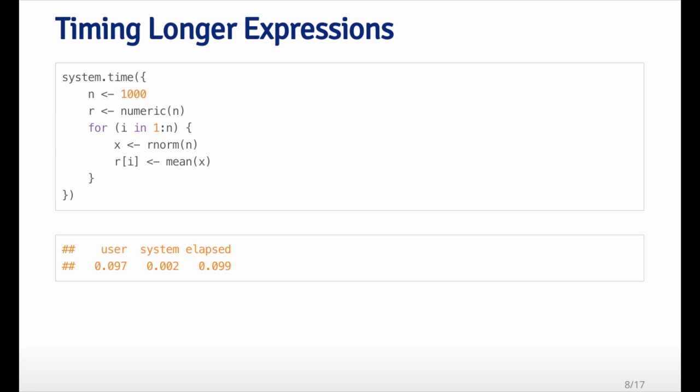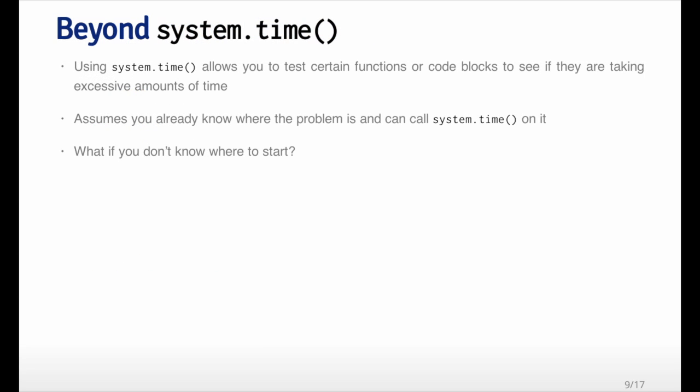You can time longer expressions by just wrapping everything in a set of curly braces. Here I've got a for loop that's just generating some random normal variables, and you can wrap that whole thing in curly braces and call system.time around it. And you can see that this is a very simple expression. It's not multi-threaded, there's no network activity, and so the user time and the elapsed time are basically the same.